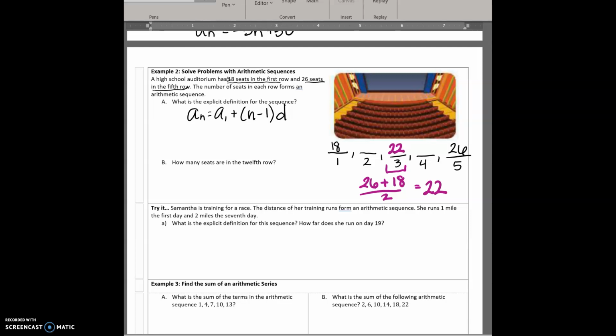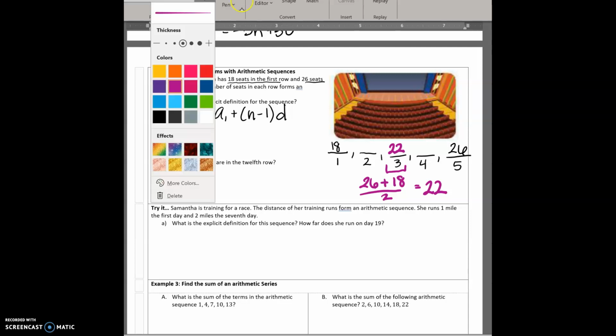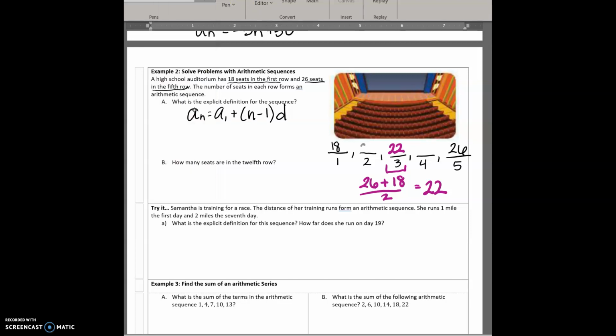So then I can work even more backwards and say, okay, well, what would be in between those? So 18 and 22, what's directly in between those? That would be 20. What's directly in the middle of 22 and 26? 24. So our common difference here is that I'm adding 2 each time. So my common difference is 2. And then my first term is 18.